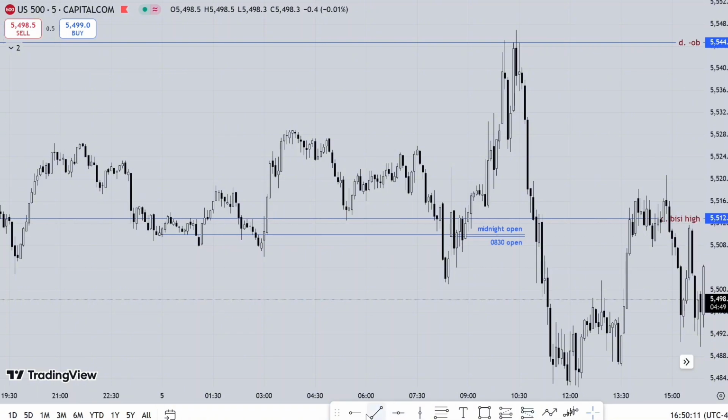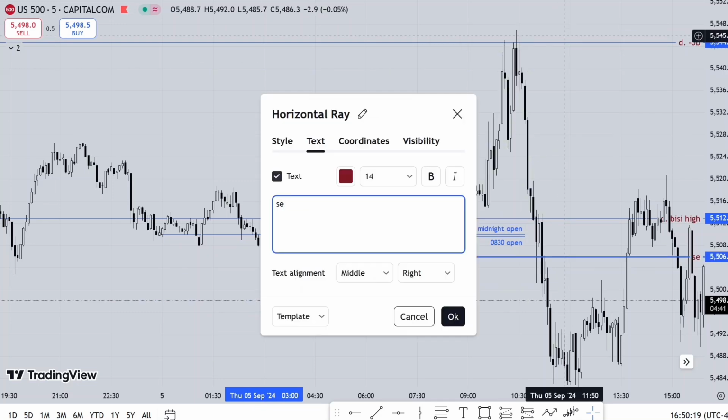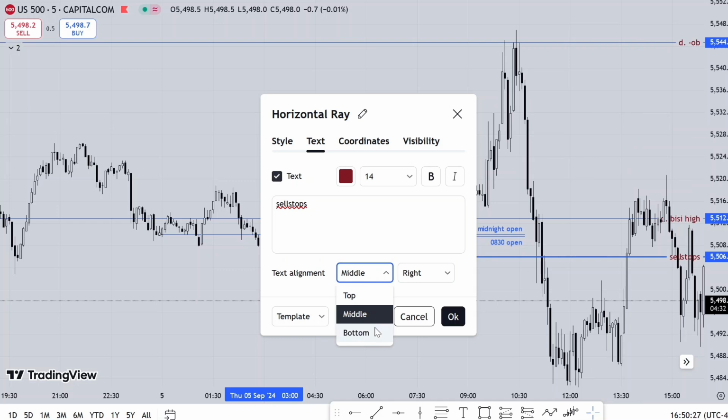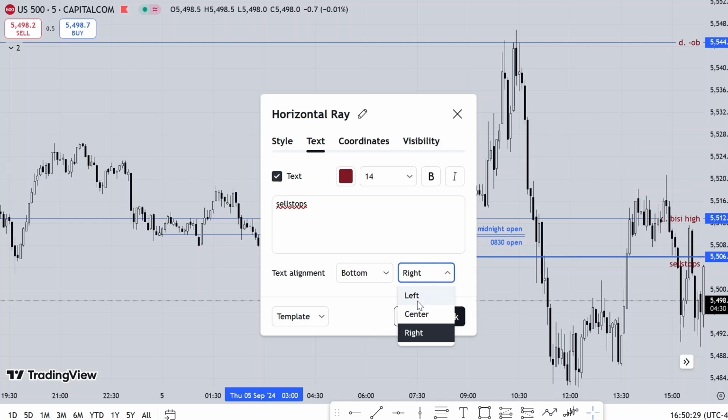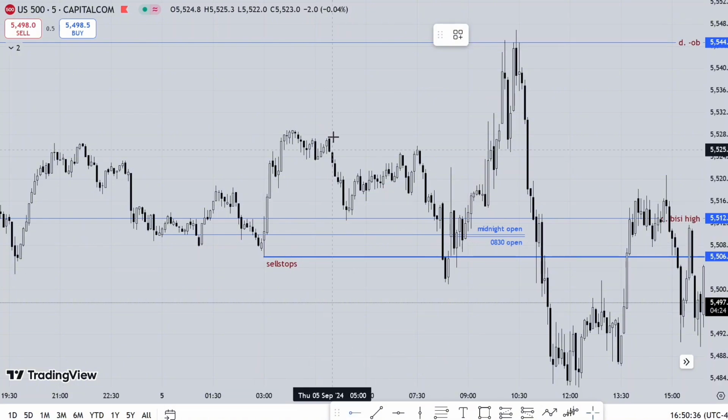So noting this as sell side liquidity. Below here we have sell side liquidity, which are sell stops. So let's call these sell stops resting here. So below here we have sell stops, and above this relative equal highs here we have buy stops.